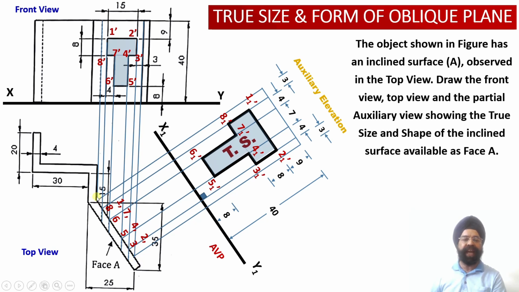So this was the inclined surface of the solid which was not available with us as a true shape in the original orthographic projection. So we were able to obtain only the apparent view projections in the orthographic projections. Now by using the auxiliary plane method, we have been able to derive the true shape of this inclined surface.